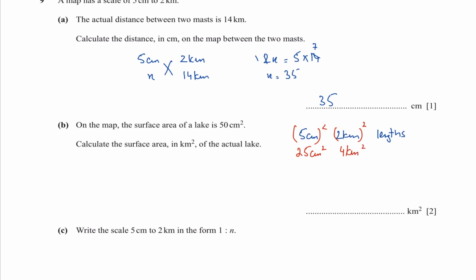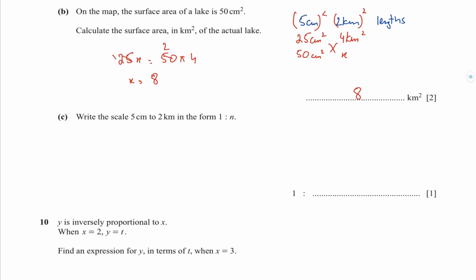Now you can safely use this scale for area, and a lot of students forget to do this step, which is why they get their answers wrong. So I'm going to write 50 under 25 and x under 4. Let's cross multiply, so we can see that 25x is equal to 50 times 4. 25 ones are 25, 25 twos are 50, so x is equal to 8 kilometers square.